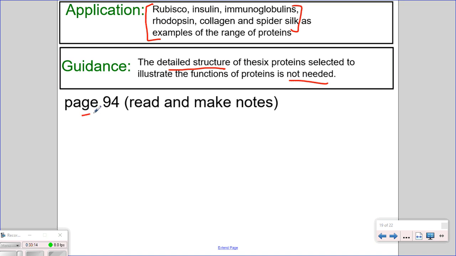And so information on this can be found on page 94 of the textbook. Please read about them, make notes, and memorize.